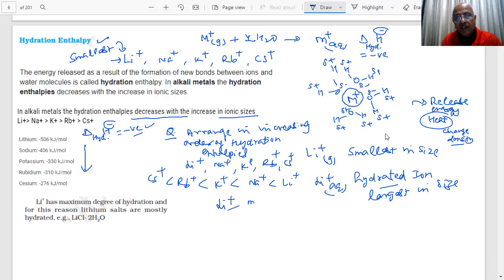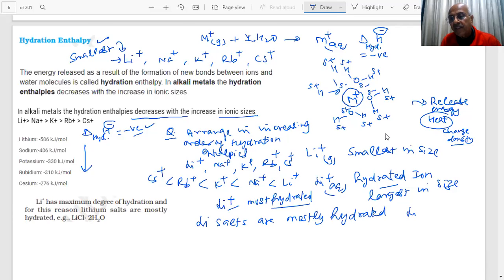This is the most hydrated because of the smallest size and high charge by radius ratio. That is called the charge density, high charge by surface area. So much so that lithium salts are mostly hydrated.